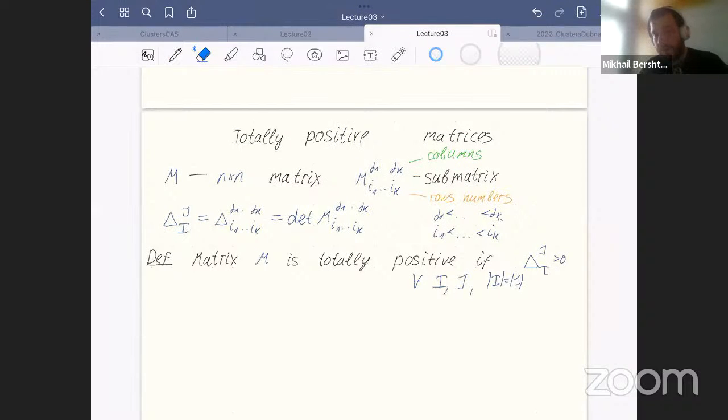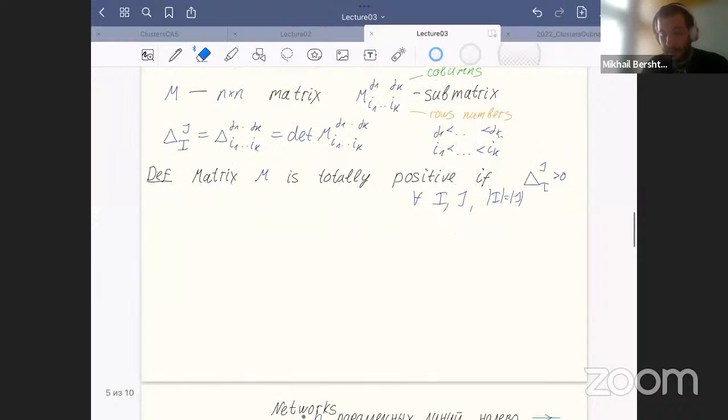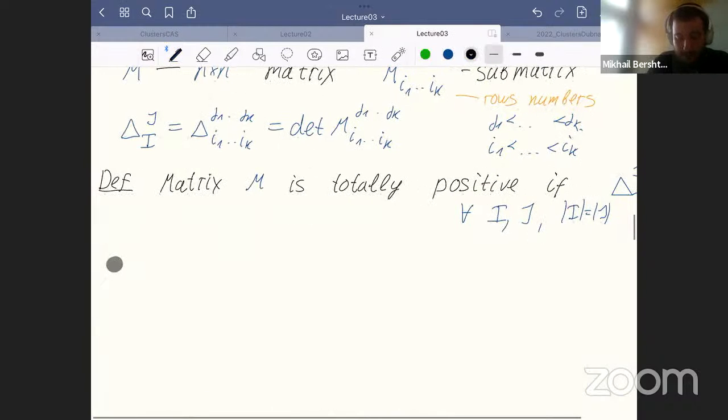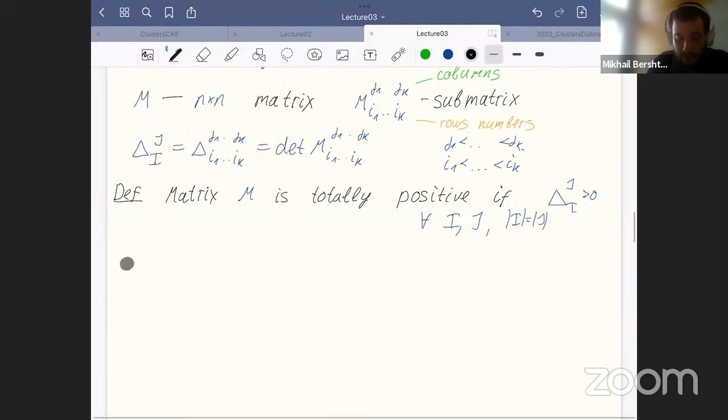This definition was introduced maybe now more than 100 years ago, and it was motivated not by cluster algebras or combinatorics, but by some applications to mechanics and many other things. So just to give you the spirit of what it is about, let me first state the well-known theorem, which is not about totally positive matrices, but just about positive matrices.